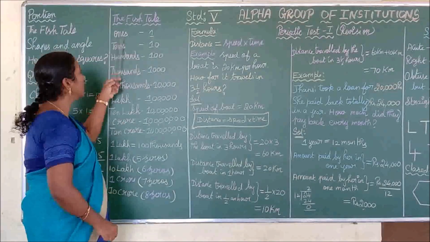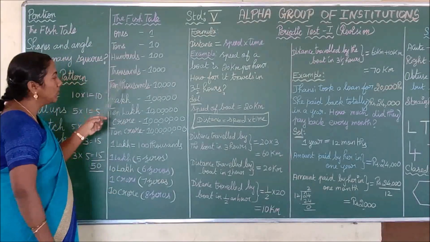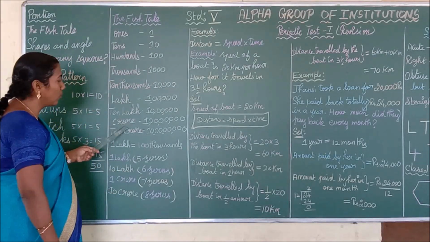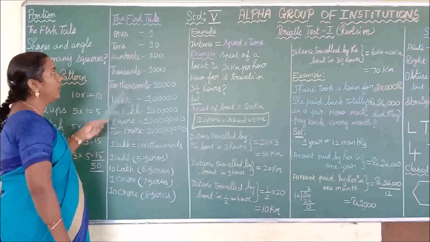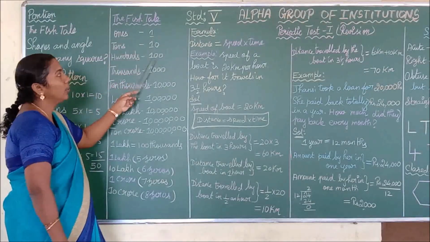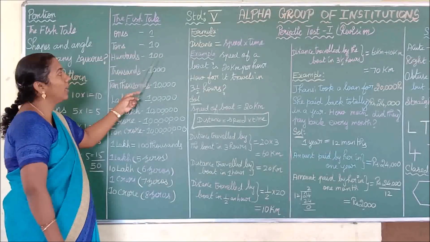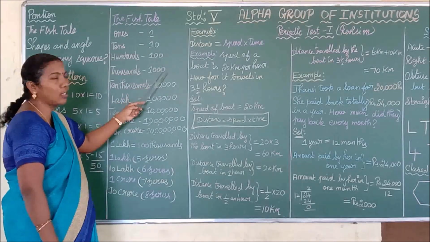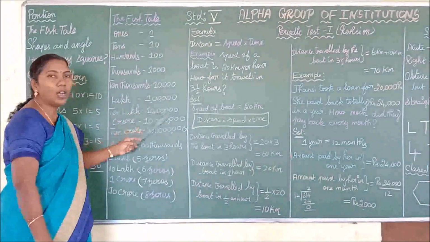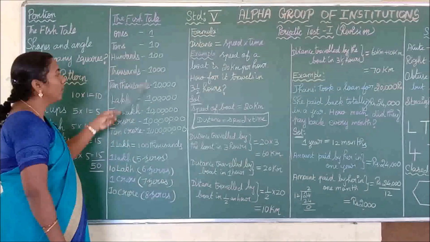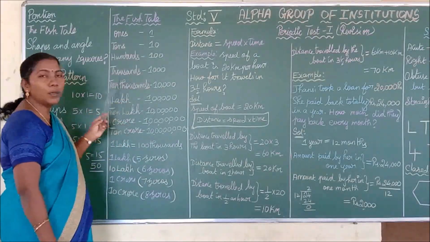First one, ones, tens, hundreds, thousand, 10,000, lakh, 10 lakh, crore, 10 crore. How can we write the numbers? 1, 10, and then you add one more zero with 10, you get 100. If you add one more zero with 100, you get 1000. Similarly, we are writing all those numbers. Thus, we have written the numbers for the place value.